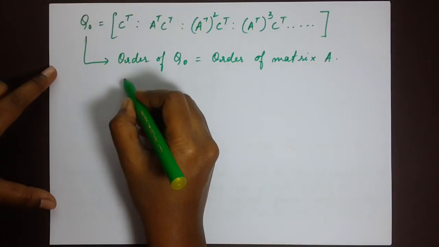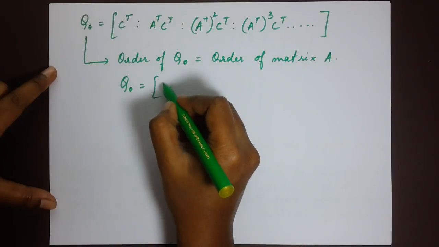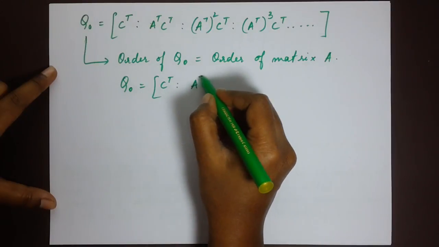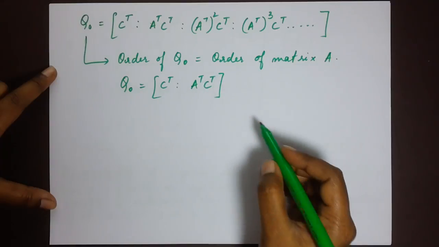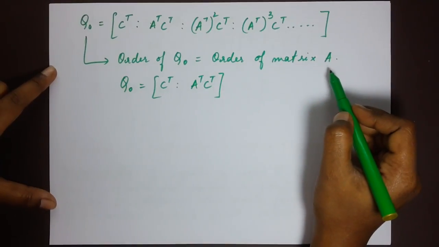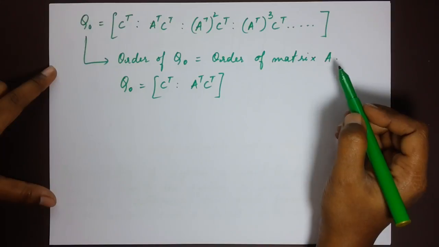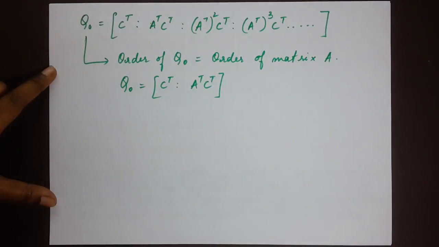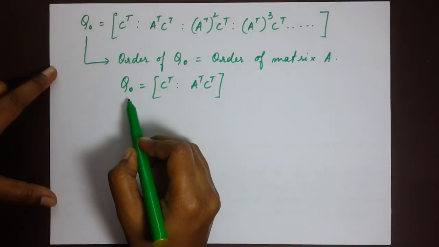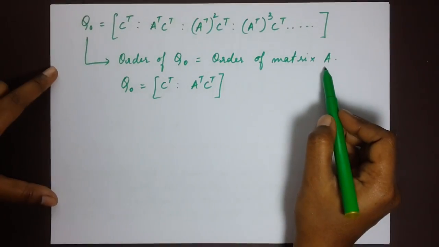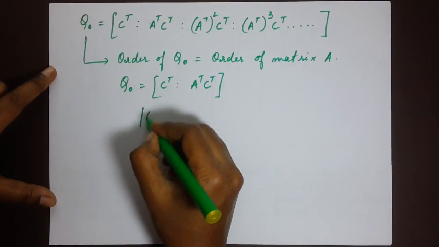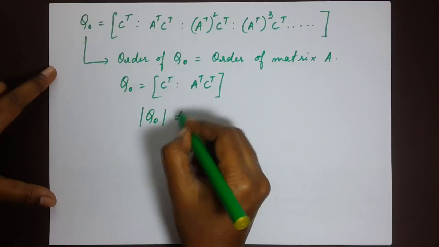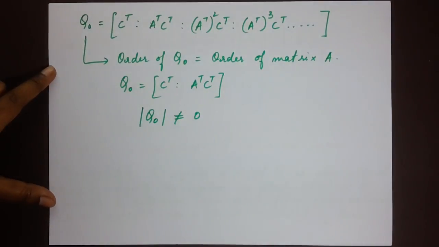In this case, Q0 equals C transpose, A transpose C transpose, because the order of matrix A is 2. In order to check if this system is observable, the rank of Q0 must be equal to the order of matrix A. In other words, det of Q0 should not be equal to 0. It should be a non-zero value. So let's work it out.